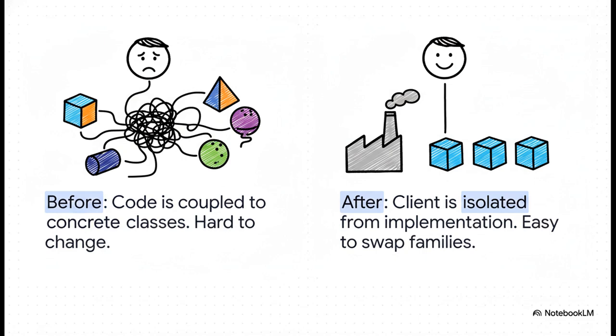So let's just step back and really appreciate the difference here. Before, our code was a brittle mess, hardwired to every single widget and basically guaranteed to have consistency bugs. After implementing the pattern, our client is totally isolated, only speaking through abstract interfaces. The result is clean, flexible code where consistency isn't something you hope for, it's guaranteed by the design itself.